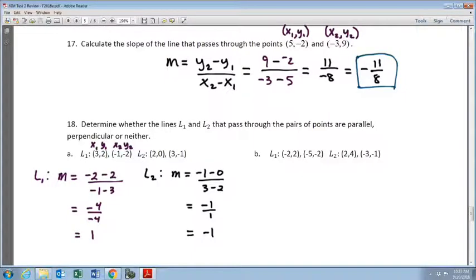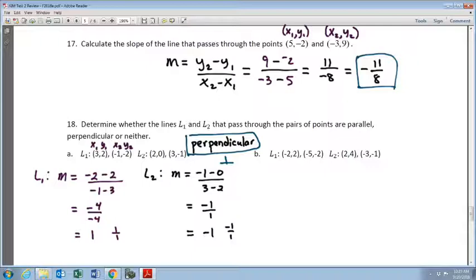Now, if you look at these two slopes, they're actually negative reciprocals of each other. It might be helpful, you can write these as 1 over 1 and negative 1 over 1, and you can see that if you flip 1 over 1 and change the sign, you end up with negative 1 over 1. So these are negative reciprocals of each other, and so these two lines are perpendicular. And that's the symbol you can use if you want to represent perpendicular lines.